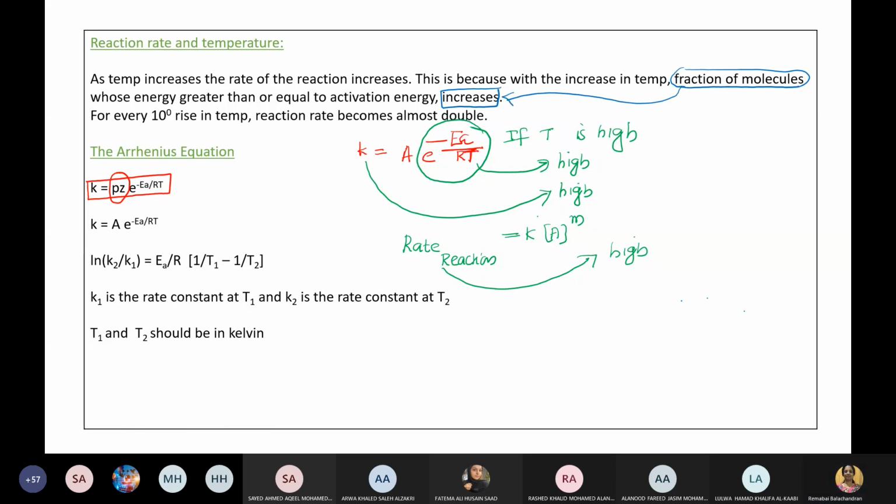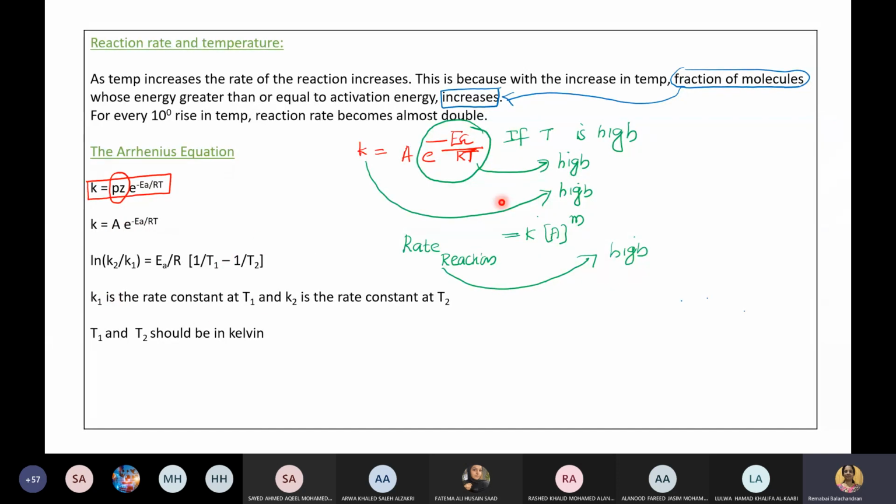Okay, so that means if T is high, this exponential factor is high, so K is high. If K is high, the rate of the reaction is high. Is it clear for you? Did you understand? Yes, yes. Now, you can derive a relationship.